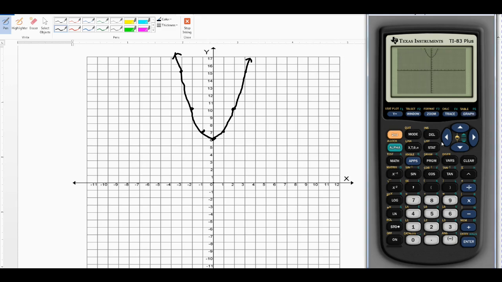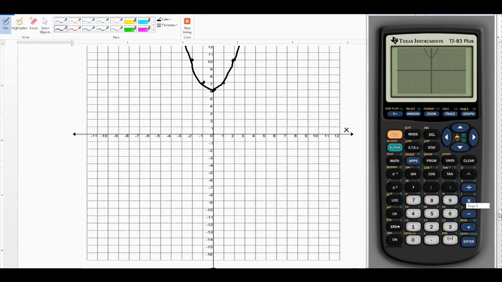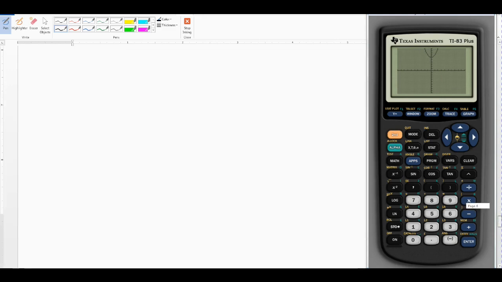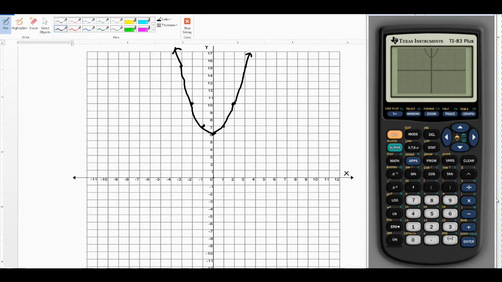There you go. Calculator can make life a lot easier for you. You paid a lot of money for it, might as well use it. And that's the last example. So, use your calculator whenever in doubt.